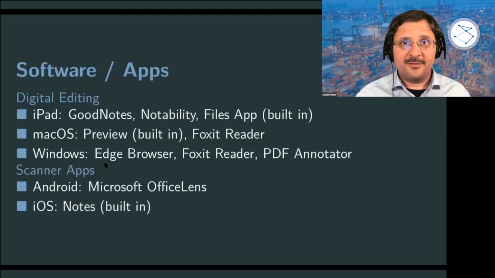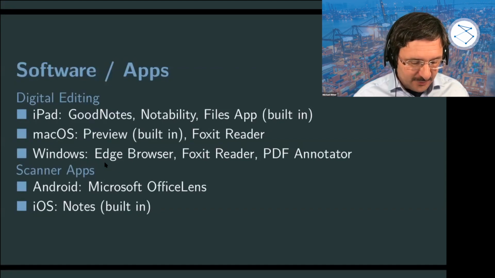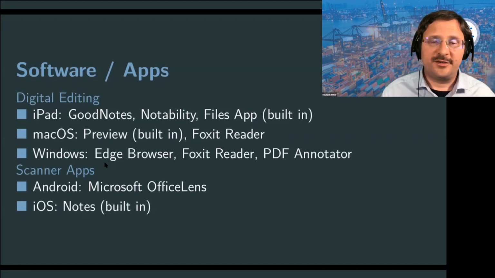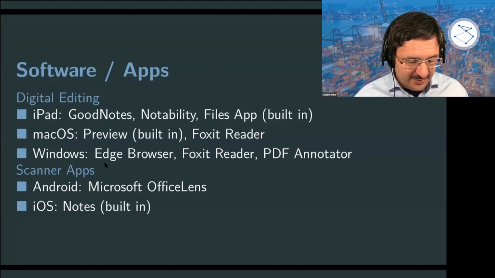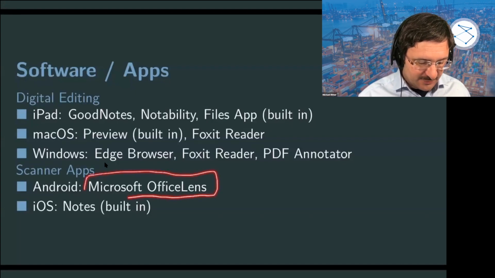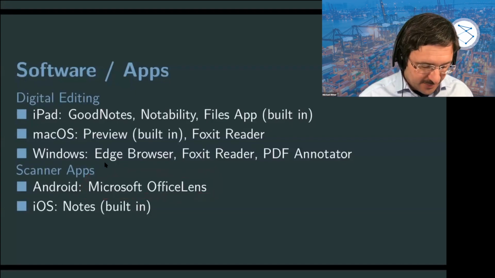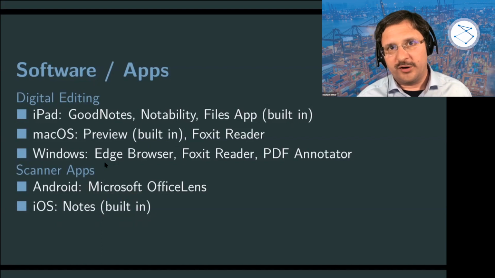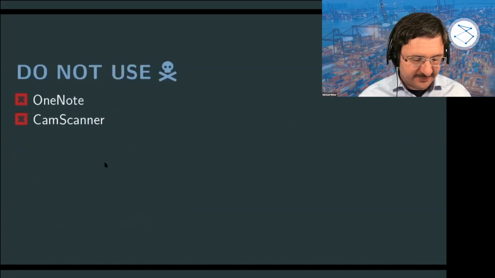Scanner apps. Of course, you can use any scanner that you might have at home. Or if you don't have a scanner, just use your mobile phone, and usually there's a scanner app on that phone already. For Android, we have found that Office Lens seems to work well. For iOS, the Notes app has a built-in scanning functionality. That also works pretty well. And of course, there's a load of possible apps out there that could also do this.